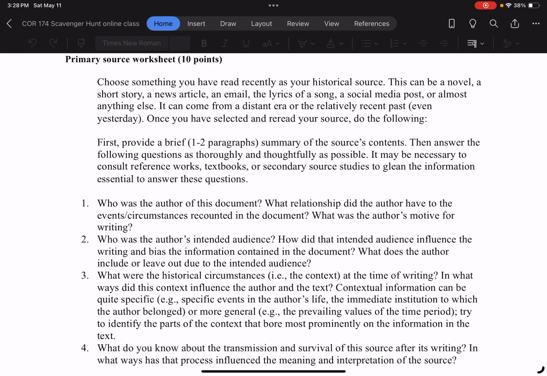This should not be the largest part of the assignment. Just do a little bit, one to two paragraphs. You don't have to go into a tremendous amount of detail. This is just to let the reader know what the source says. More importantly is answering these questions.